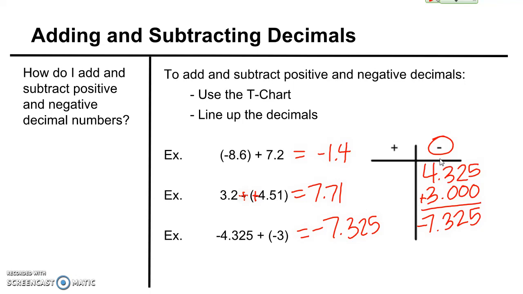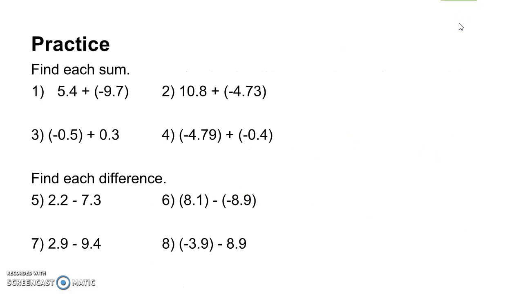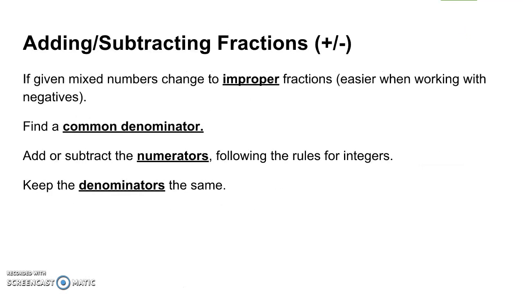The second thing we need to review is how to add and subtract fractions. Your favorite. Fractions are our favorite, I know. Remember the steps. Again, these are already in your notes. If you've lost them, write this down again. If you are given mixed numbers, we want to change them to improper fractions. This will make it easier when we're working with positives and negatives. Next, we have to have a common denominator. Then we add or subtract the numerators only. Remember, that's the top. We keep the denominators the same.